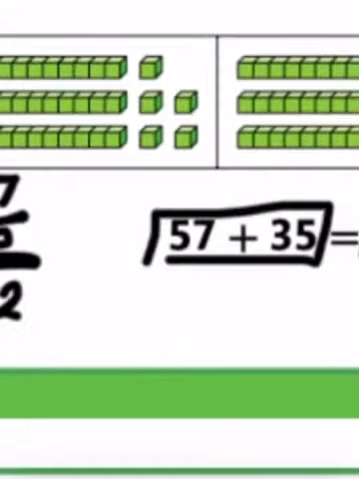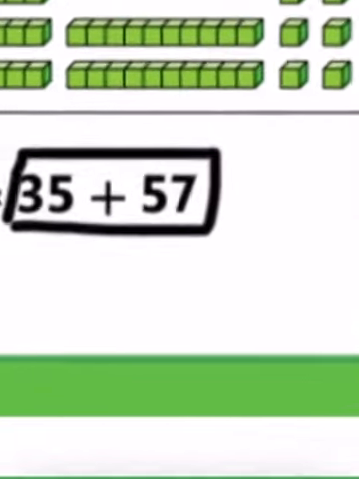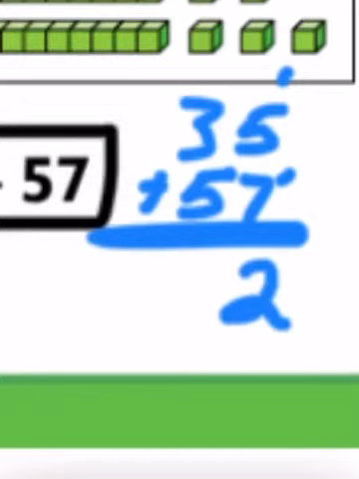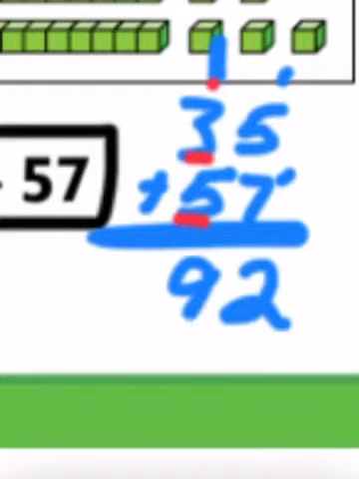Okay. Now I'm going to also do 35 plus 57, different order. 35 plus 57. Add up my ones column. 5 plus 7 is 12. 12 has 2 ones and a 10. Now I can add up my tens column, and I have 5 tens plus 3 tens is 8, plus one more is 9. So I get 9 tens for 92.